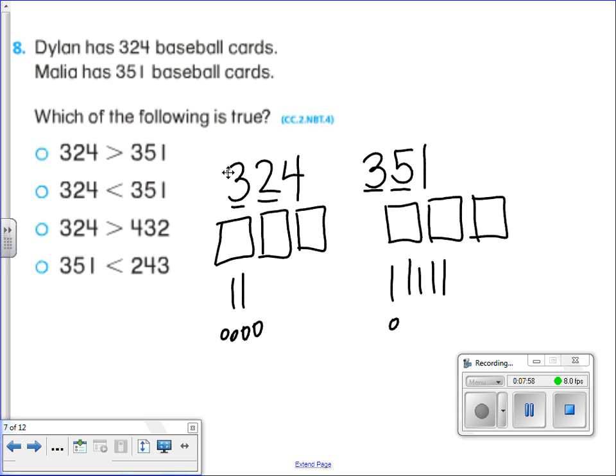Is there a difference? Call it out. Okay, which is greater? Raise your hand. Chris. 5 tens is greater than 2 tens.